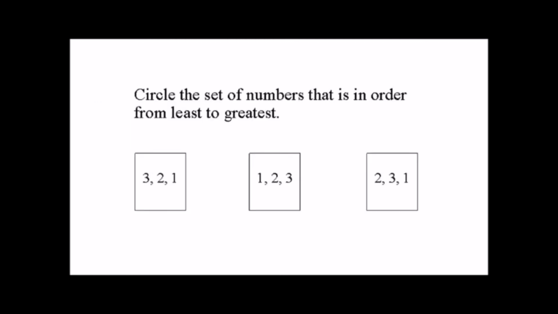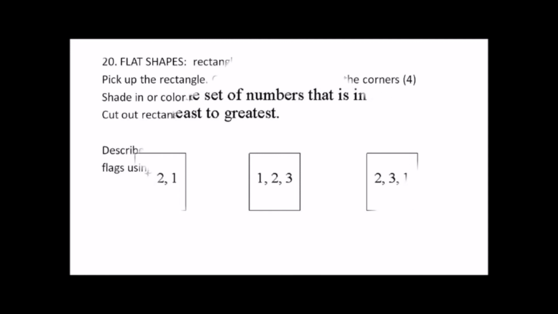Remember in the lesson before we did 1 and 2, so now you expanded it to 1, 2, 3, 4, and 5. Here, circle the set of numbers that is in order from least to greatest. And so they would circle 1, 2, 3. You want it from least to greatest. If they want it from greatest to least, then it would be 3, 2, 1. But they must be able to do this from what you've done, or else you just have to reteach and ensure that they get it.